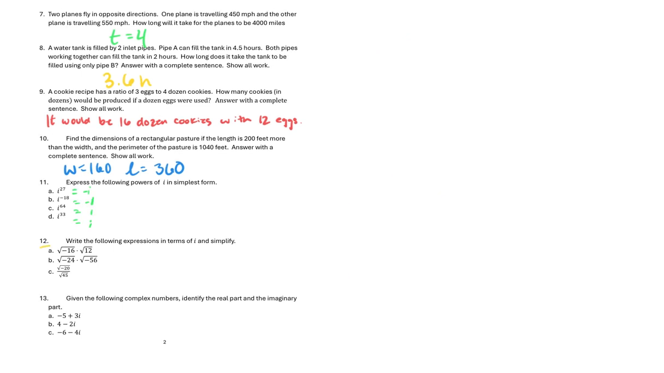All right, 12. Write the following expressions in terms of i and simplify. So the square root of negative 16 times square root 12 is equal to 4i times root 12. The square root of 12 can be simplified to 2 root 3, giving us 8i root 3.